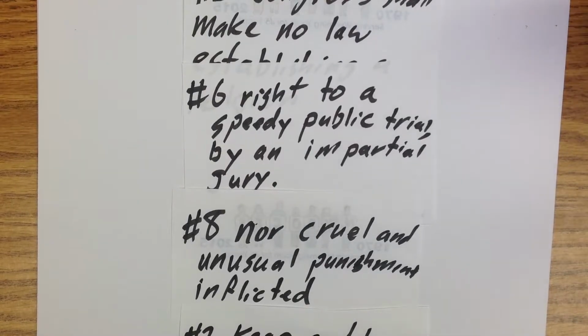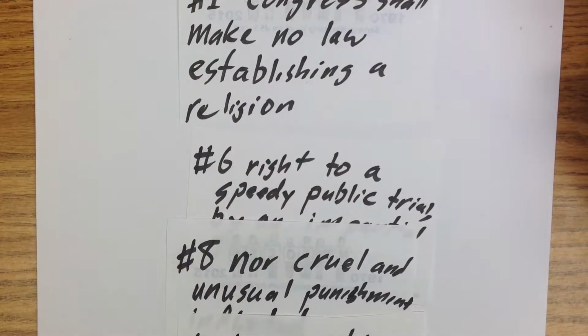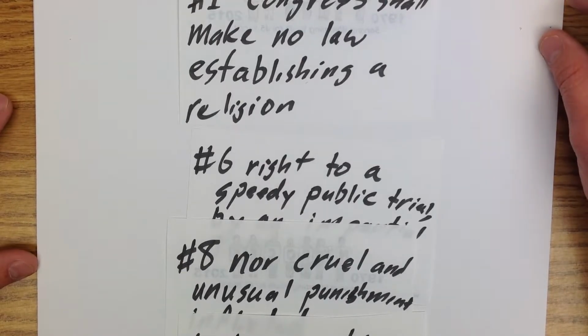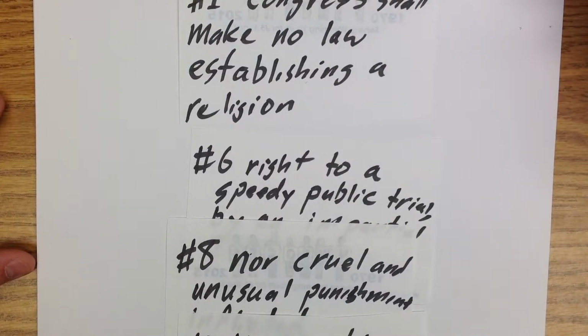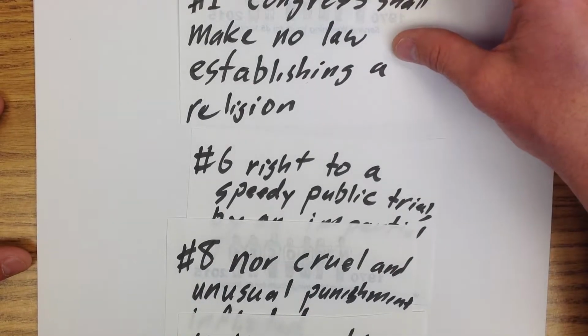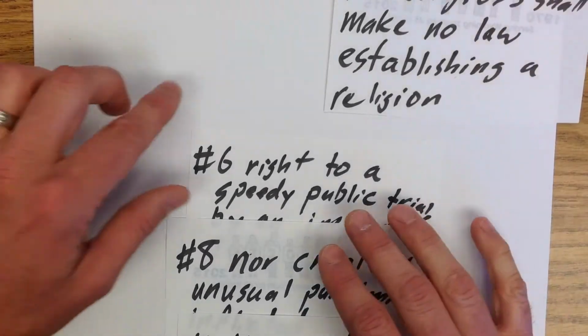So the power is in the discussion with Shades of Meaning, using that academic language, that discussion. Amendment 1, Congress shall make no law establishing a religion. That might be very important to some of your students. It might not be important at all to some of your students. So, they can think about where they would put that one.